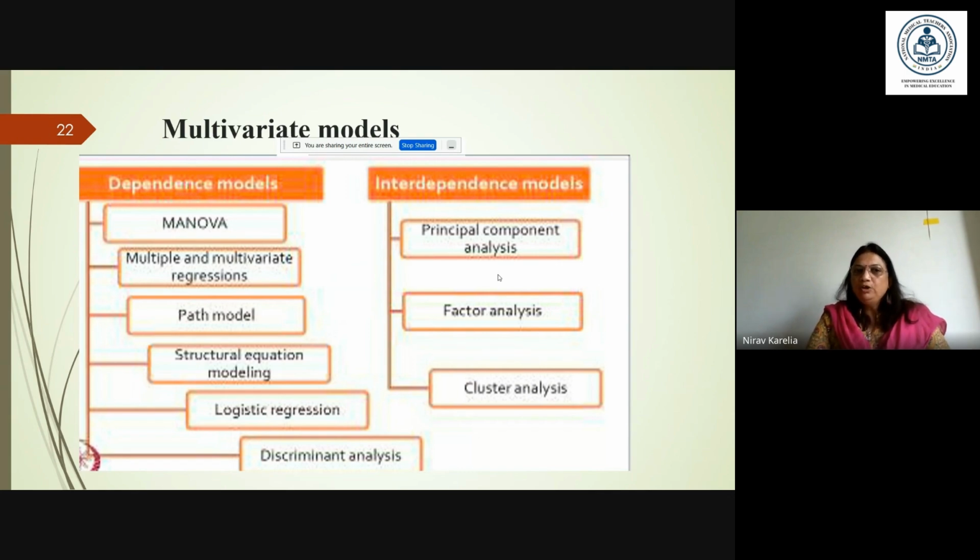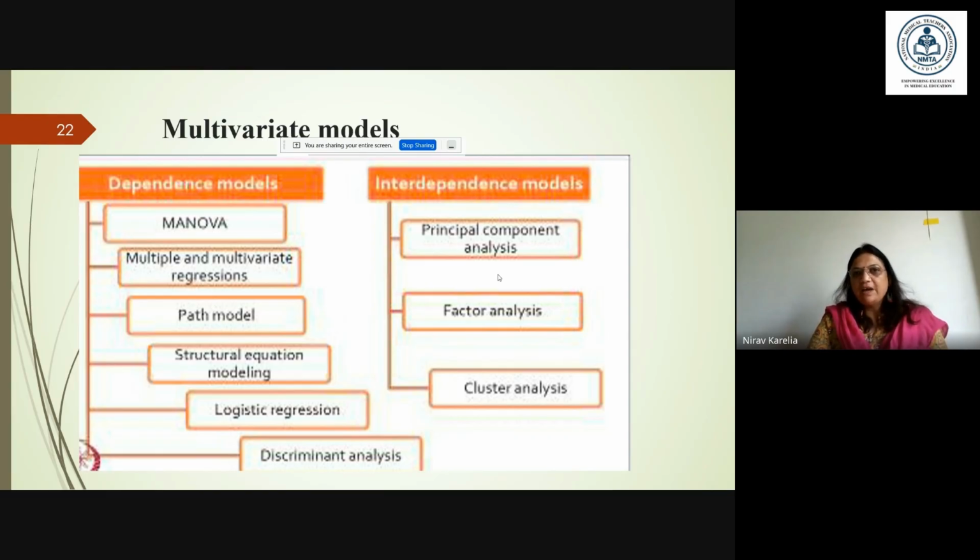Depending on your model or method, there is a dependence technique or an interdependence technique. What are dependence and interdependence? In a dependence technique, you presume that you can clearly identify which is your dependent variable, or set of variables, and which is your independent variable.